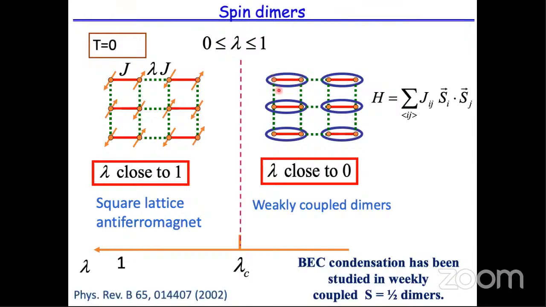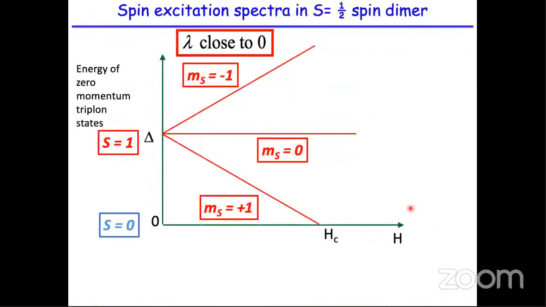So these two spins couple very strongly, whereas the dimer interacts with a relatively much smaller exchange interaction with the nearest neighbor dimers. So these are called weakly coupled dimers. And what has been observed is that these weakly coupled dimers are quite interesting because they exhibit Bose-Einstein condensation. And we can try to understand, in a simple schematic picture, why these weakly coupled dimers can exhibit Bose-Einstein condensation.